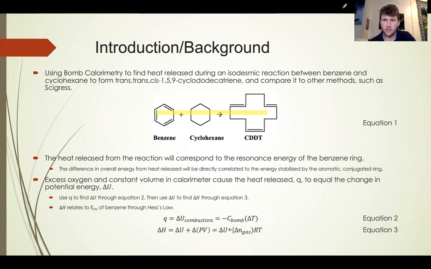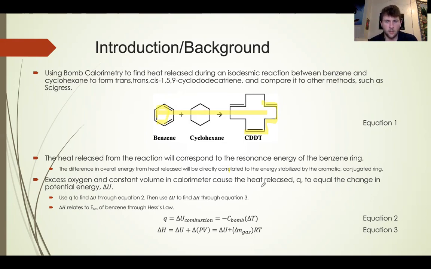One of the interesting qualities about this reaction is that the CDDT has the same amount of bonds as cyclohexane and benzene combined. This is going to be direct whenever you're studying the energy released by this reaction. It's going to be directly correlated to the energy stabilized by the aromatic conjugated benzene ring, simply because the CDDT, while it is conjugated, does not have the aromaticity like benzene. Cyclohexane is not aromatic as well.